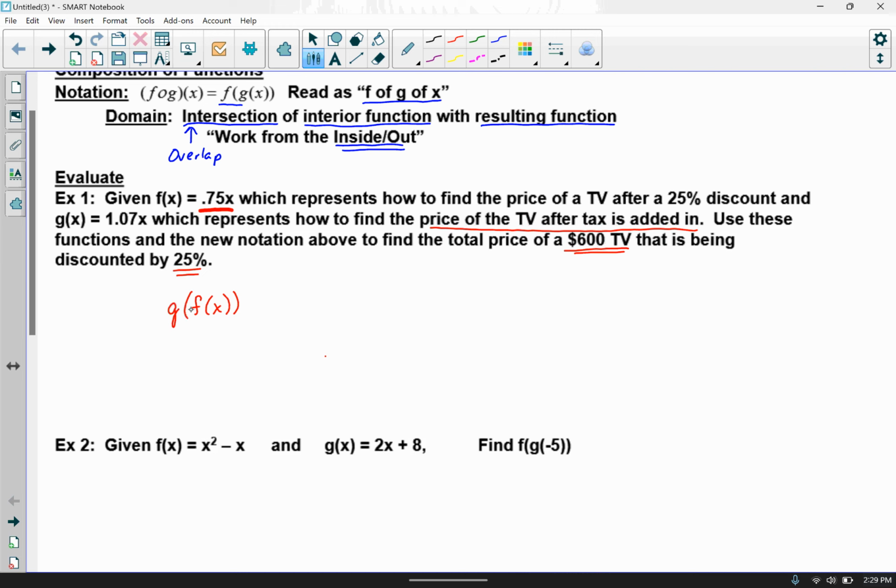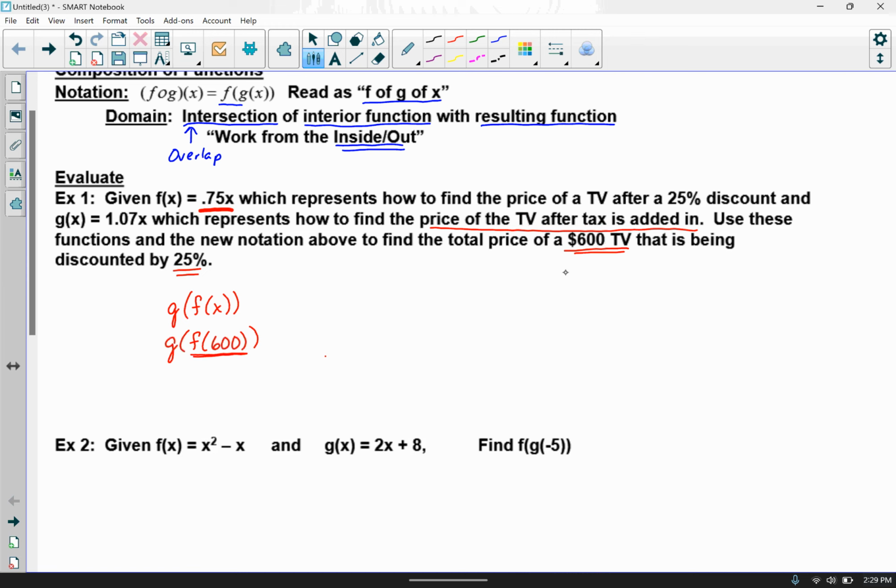We're going to work from the inside out. I'm going to evaluate f of x first. Now, x is the price of our TV. It's $600. So I'm going to find g of f of 600. Okay, so just like I mentioned to you up above, you're working from the inside out. So the very first thing I'm going to find is f of 600.